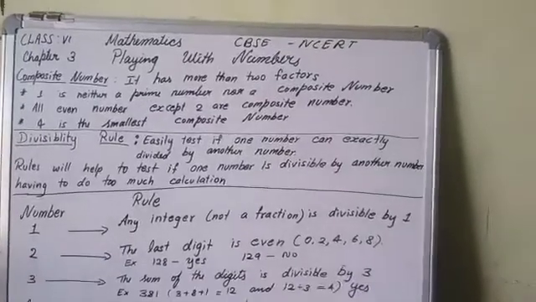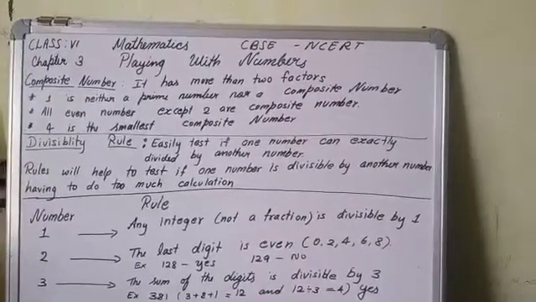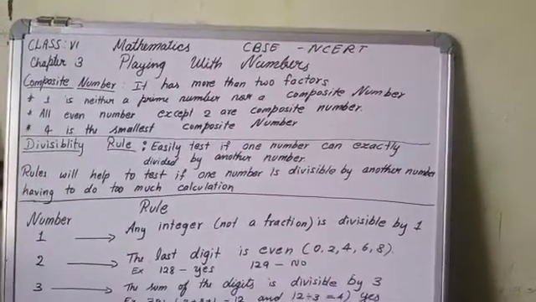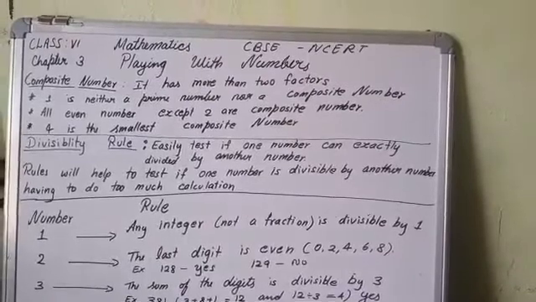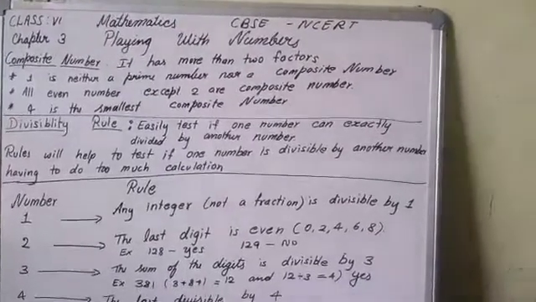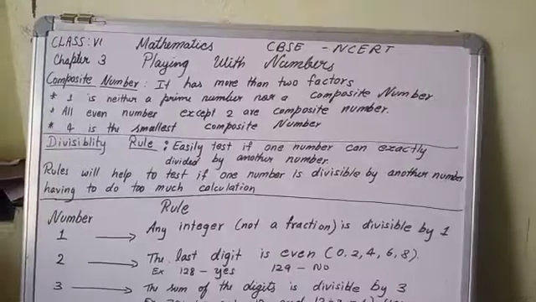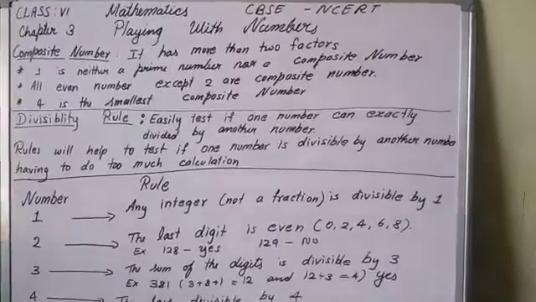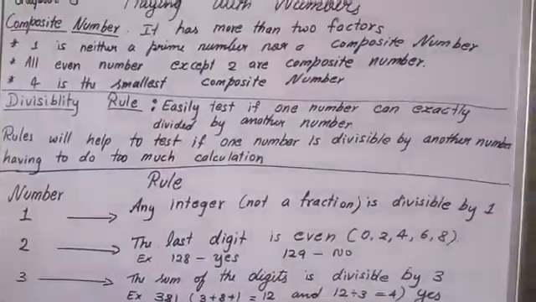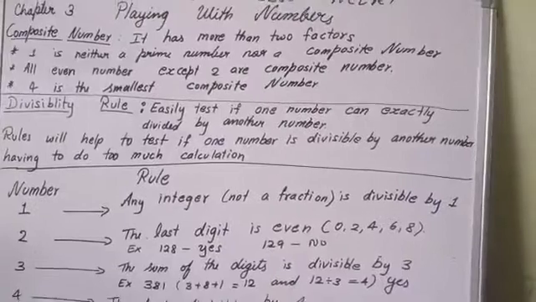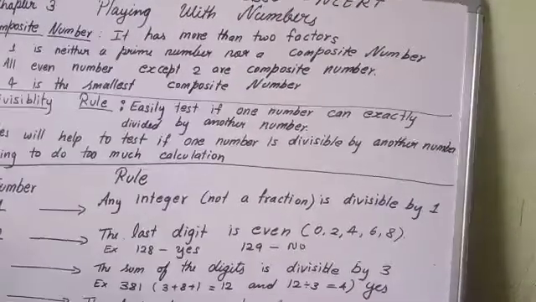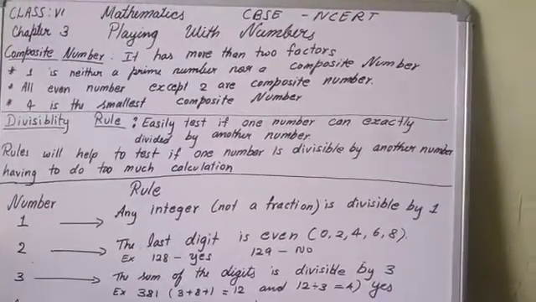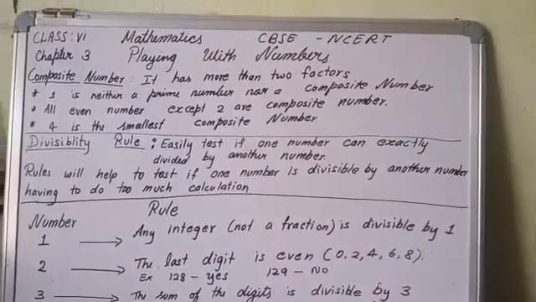Then if it is number 3, how? The sum of the digits of the given number should be divisible by 3. Why do we go for the sum? Because we can calculate the sum easily. For example, 381 is a big number, and dividing it by 3 takes some time. But if we add 3 plus 8 plus 1, we get 12. That sum is divisible by 3, so of course the given number 381 is also divisible by 3. We only have to say yes or no.